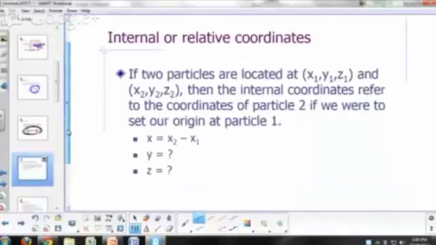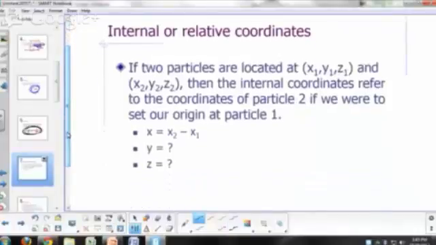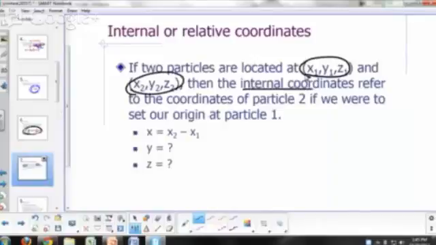Now let's talk about internal or relative coordinates. To define internal relative coordinates, we define it in terms of the actual coordinates of two particles. So let's say particle 1 is at x1, y1, z1. Particle 2 is at x2, y2, z2. We define the internal coordinates or the relative coordinates as the coordinates of particle 2 if we were to set our origin at particle 1.